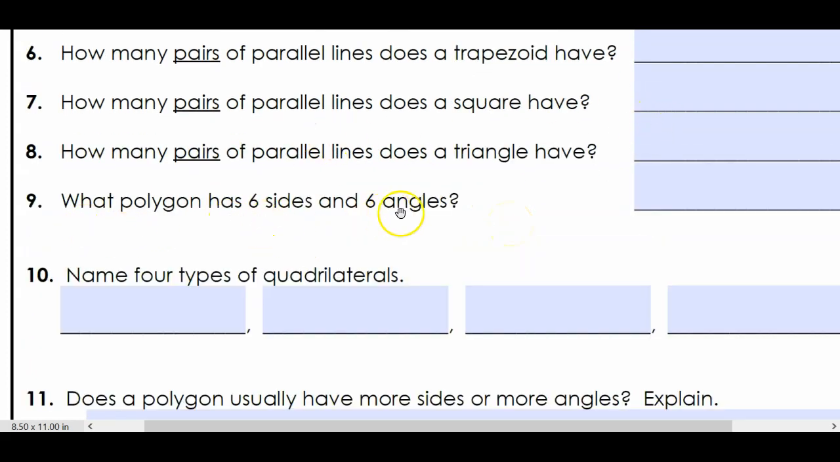A polygon has 6 sides and 6 angles. What's it called? How many pairs of parallel lines does a triangle have? Here's a triangle. Are any sides side by side like this? No. So how many pairs does it have? None. 0.